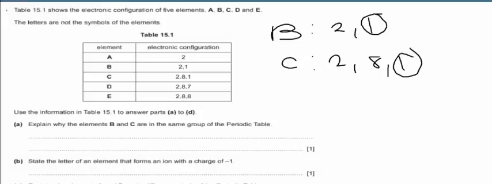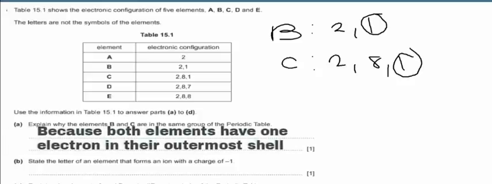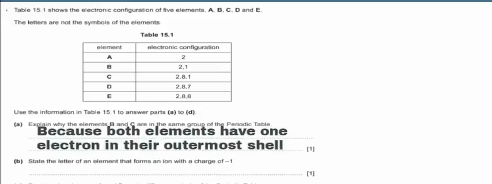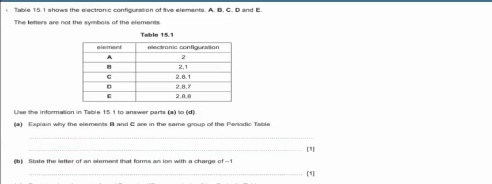So therefore, B and C are found in group 1. Now they are saying, explain why the elements B and C are in the same group of the periodic table. So we need to explain. We are going to say, because both elements have 1 electron in their outermost shell. So that's the answer.